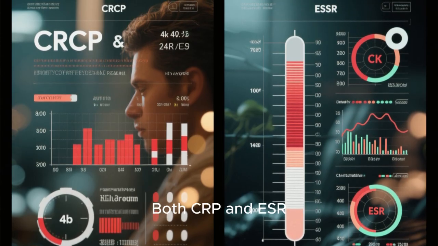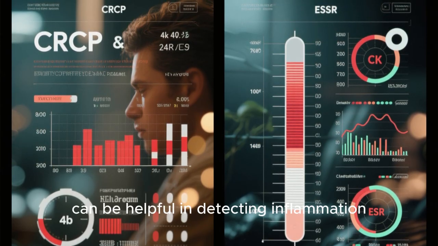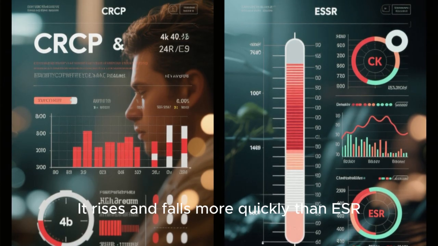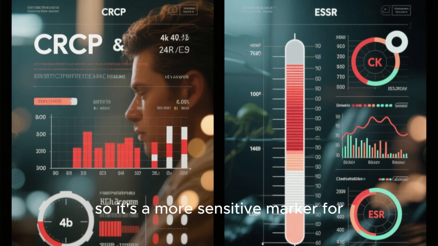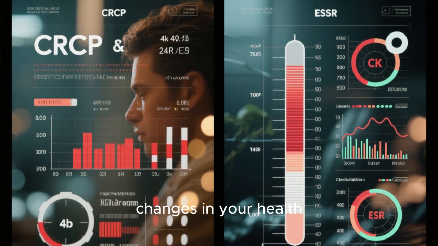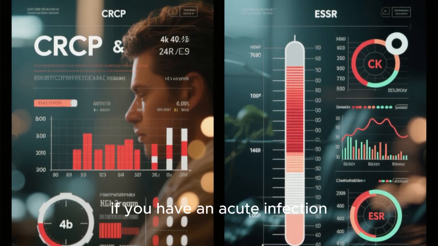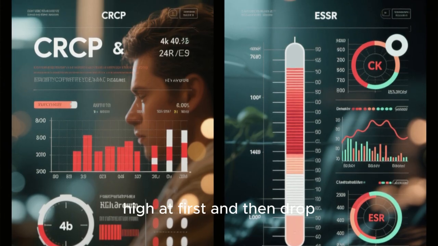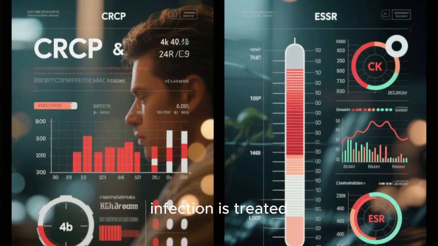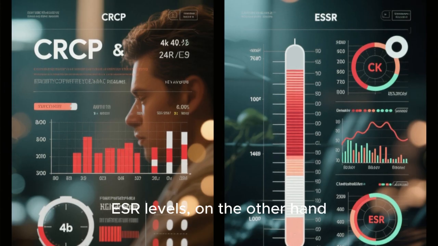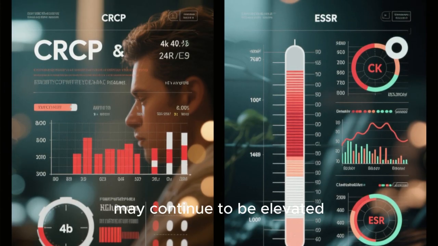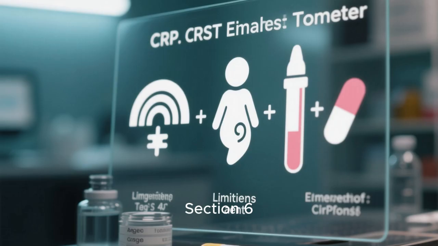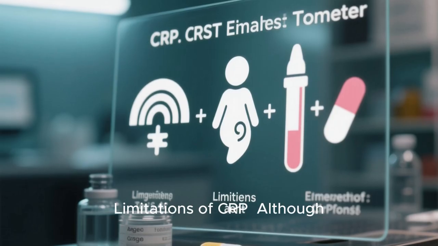Both CRP and ESR can be helpful in detecting inflammation, but CRP has some advantages. It rises and falls more quickly than ESR, so it's a more sensitive marker for changes in your health. For example, if you have an acute infection like pneumonia, CRP levels may be high at first and then drop quickly once the infection is treated. ESR levels, on the other hand, may continue to be elevated even after treatment because they are slower to respond to changes.